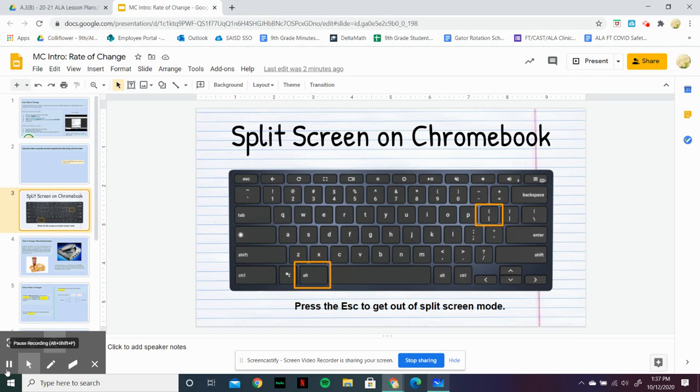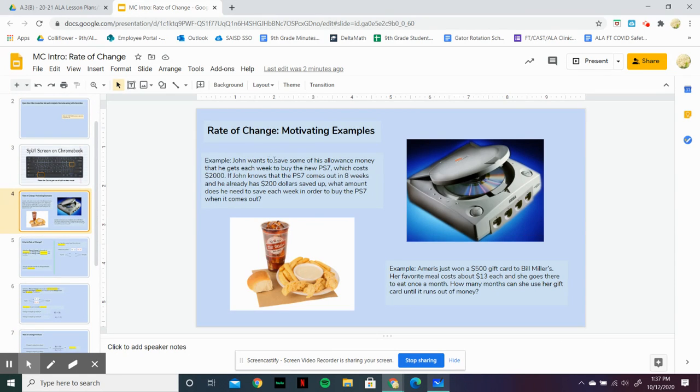So let's begin with a couple motivating examples of why we need to know rate of change. One example is that John wants to save some of the allowance money that he gets each week to buy the new PS7, which costs about $2,000. If John knows that the PS7 comes out in 8 weeks and he already has $200 saved up, what amount does he need to save each week in order to buy the PS7 when it comes out? Look at that PS7. Looks really new and innovative.